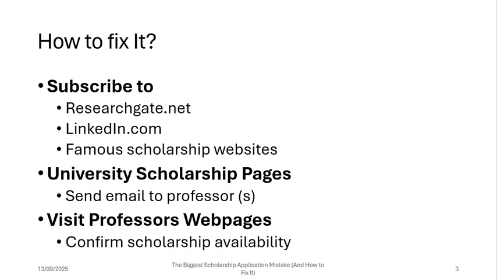The second thing you need to be careful about is visiting university scholarship pages. If you find a scholarship there provided by the university, then you can send an email to the professors. I don't recommend sending too many emails to many different professors in the department in which you are interested to apply, but you can try two or three maximum in that department. If the scholarship is provided by the university, then you can send an email to the professor about the acceptance letter for that scholarship.